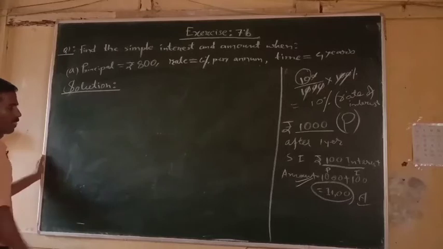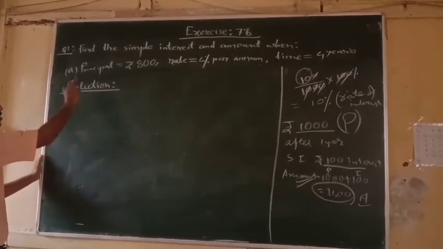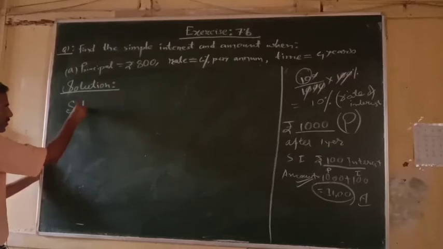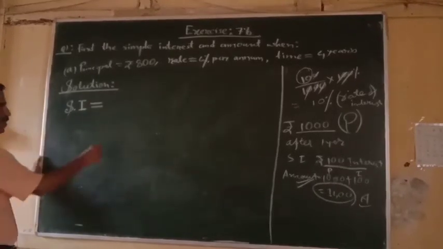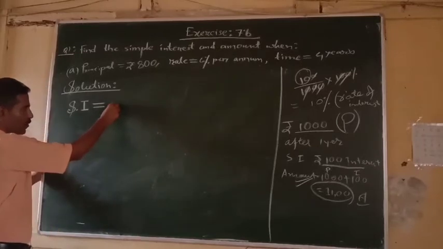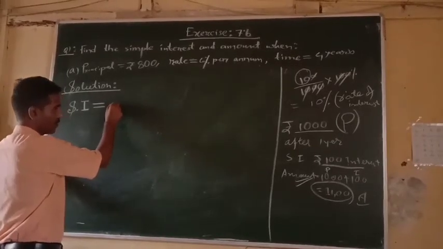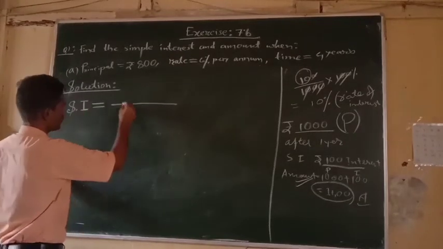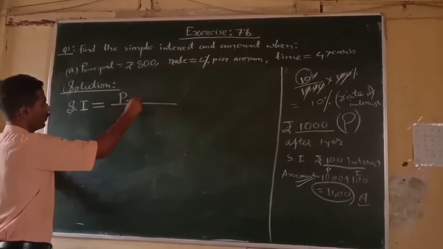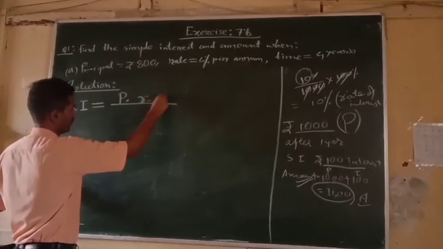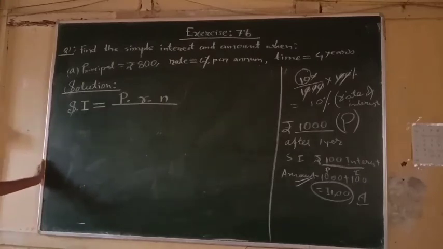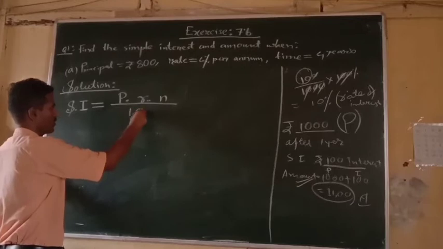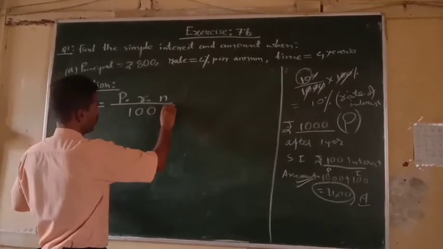Now see, you have to find simple interest, SI. We'll write the shortcut SI, that means simple interest. There is a formula, and using the formula we can find it in no time, in a very easy process. That is P into R into N, or you can say T. N means number of years, or T, time. PRN divided by 100. This is the formula.